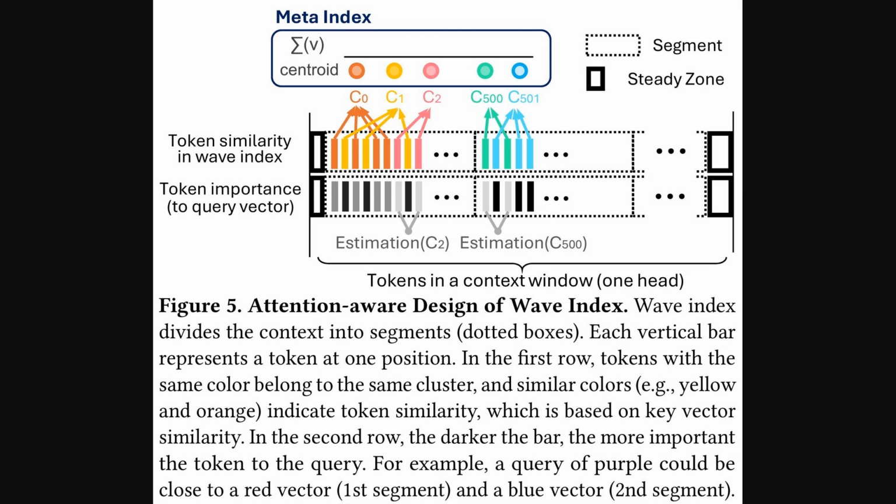Okay, so diving deeper into that wave index from RetroInfer's design, Figure 5 illustrates its attention-aware design. It divides the context into segments, smaller text portions. Tokens are then grouped into clusters by similarity, each with a centroid, a representative vector for the cluster seen in the meta-index. The figure highlights how some tokens are in a steady zone, meaning they are always kept readily accessible, while others are in estimation zones. For these estimation zones, their attention contribution is approximated using these centroids, which is a clever shortcut. This approach, combining direct retrieval with estimation based on token importance, is key to the wave index's efficiency.